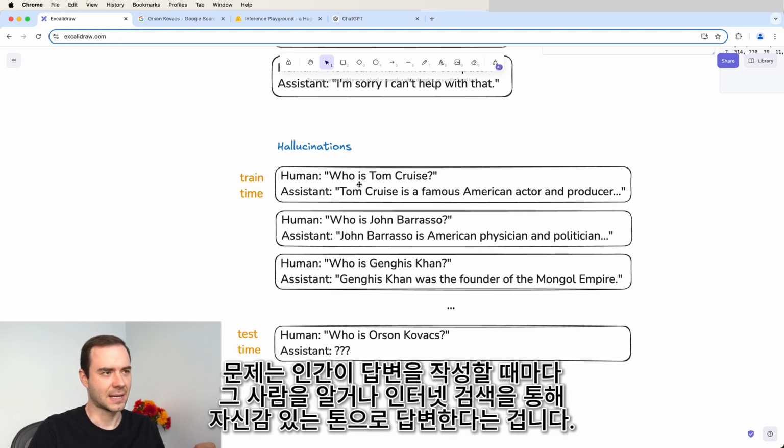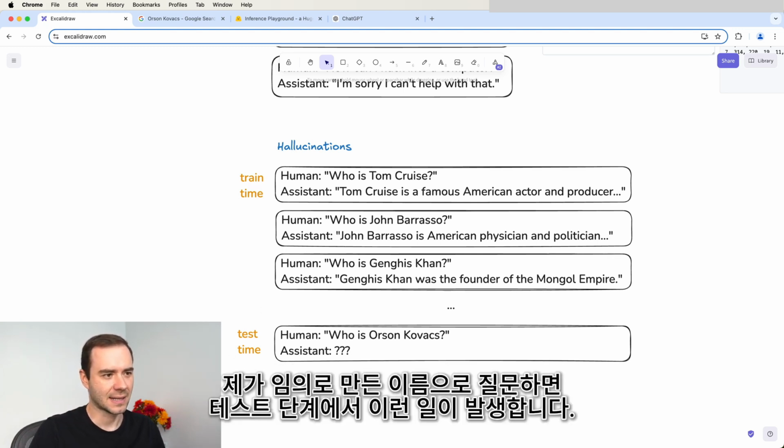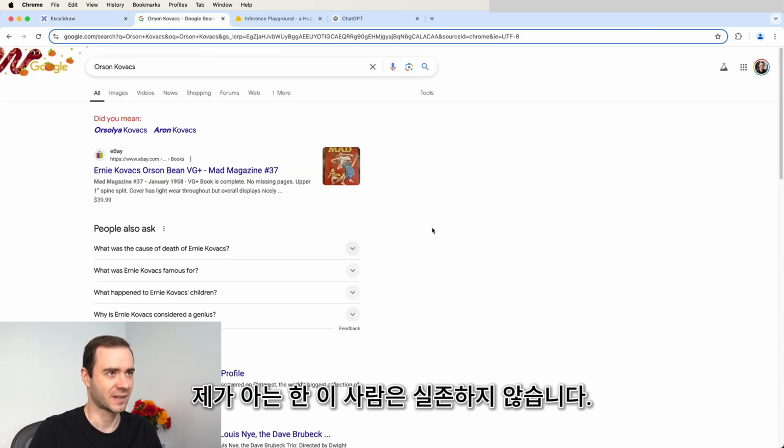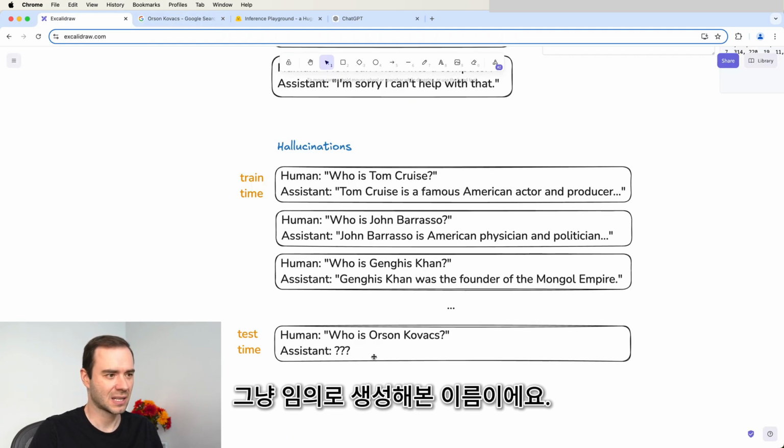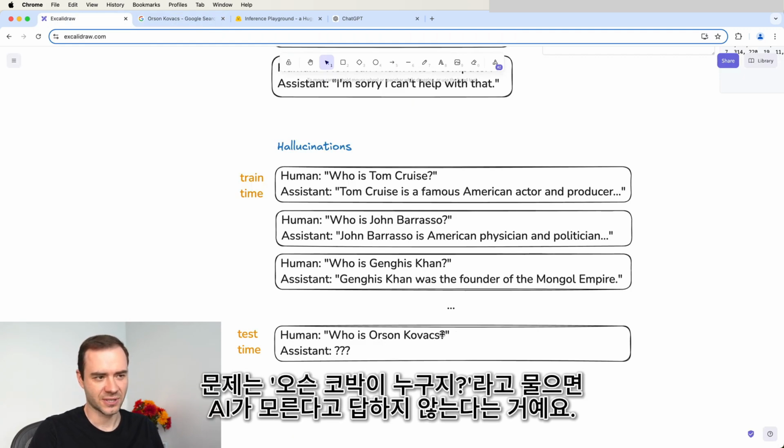Now, the problem with this is that when the human is writing the correct answer for the assistant, in each one of these cases, the human either knows who this person is or they research them on the internet, and then they write a response that has this confident tone of an answer. What happens basically is that at test time, when you ask about someone, this is a totally random name that I came up with, and I don't think this person exists, as far as I know. I just tried to generate it randomly. When we ask who is Orson Kovacs, the problem is that the assistant will not just tell you, oh, I don't know.